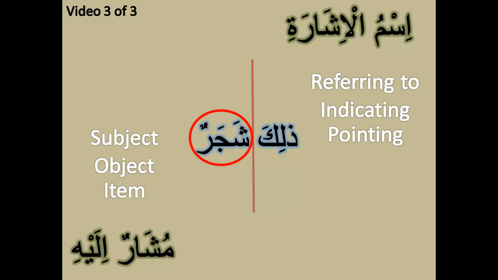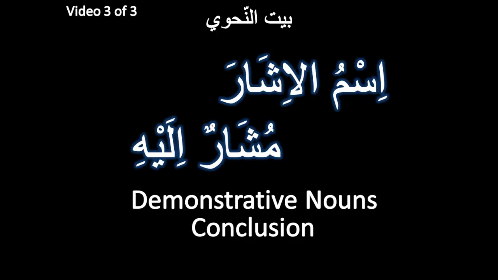So Ismul Ishaarah and musharun ilay is a grammatical rule inside the Arabic language. What is Ismul Ishaarah? Ismul Ishaarah is dhalika, tilka, hadihi, and hada. That is Ismul Ishaarah. And any object you are indicating towards, you are pointing towards, or demonstrating towards, or explaining to someone, that is known as musharun ilay. So whether the object is a tree, a rock, a building, a house, a man, a woman, that object or subject is musharun ilay. That concludes our lesson on Ismul Ishaarah and musharun ilay, demonstrative nouns.